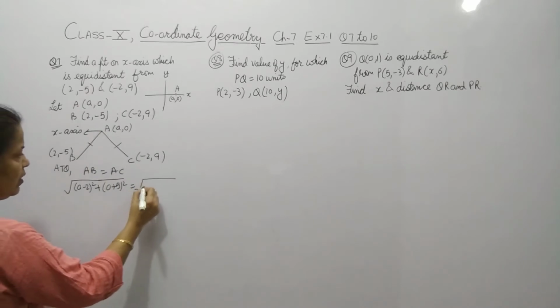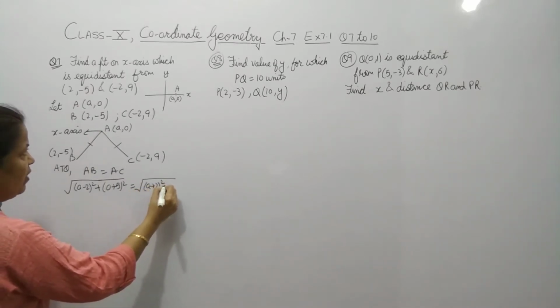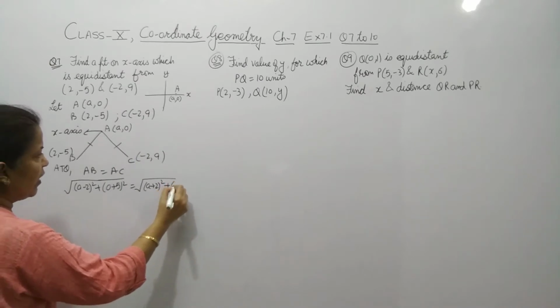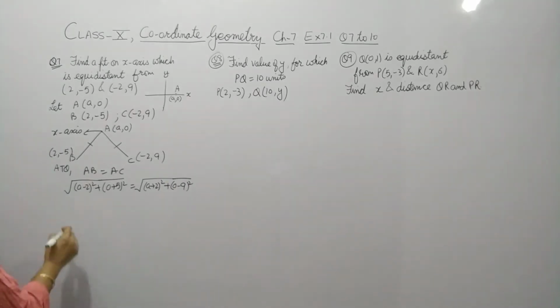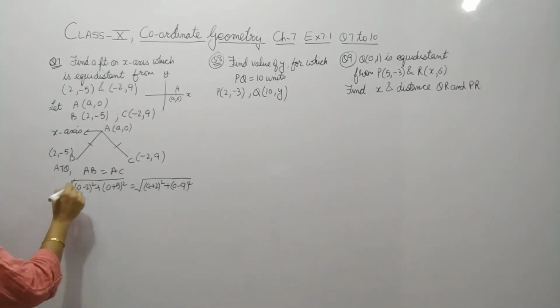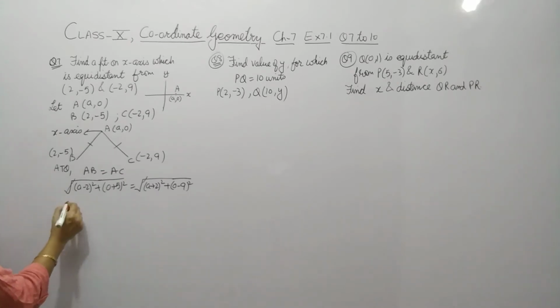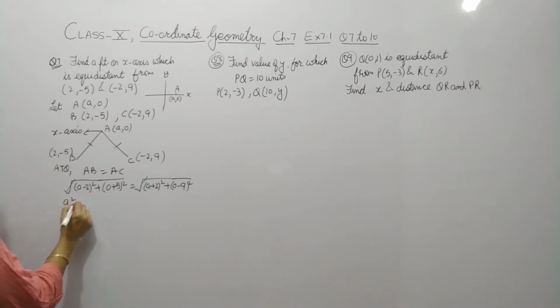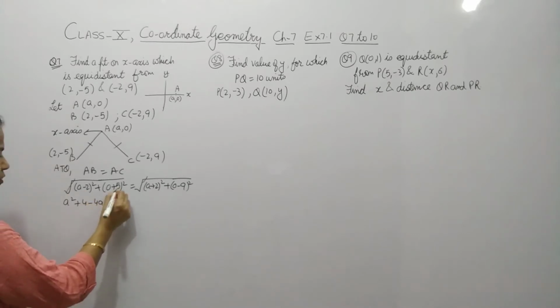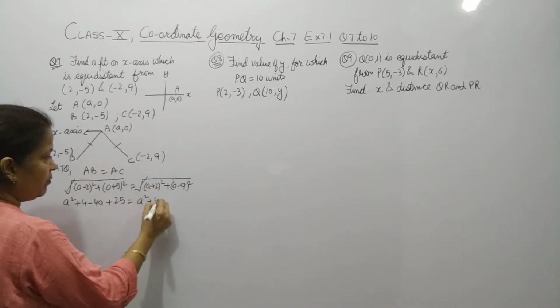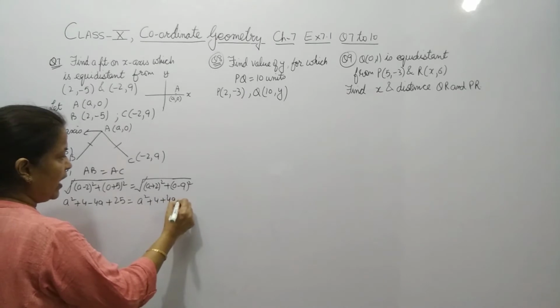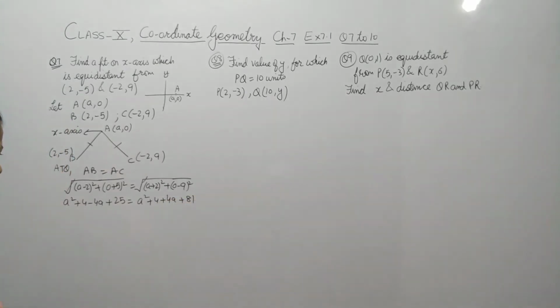x2 minus x1, so a plus 2 whole square, plus y2 minus y1. You will get this. Now the square root and the square root will be cancelled out, and the leftover is a minus 2 whole square. Apply the formula a square plus b square minus 2ab, so minus 4a, and 5 square is 25. Same way here you will apply a square plus b square plus 2ab, and plus 81. Like this you will write it.